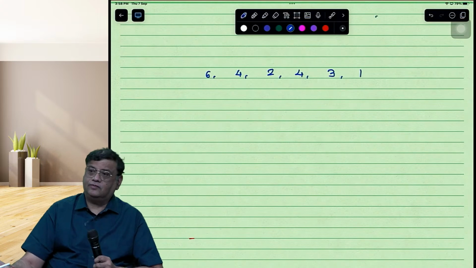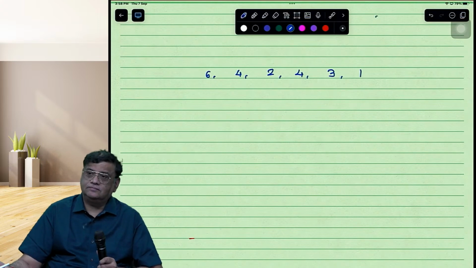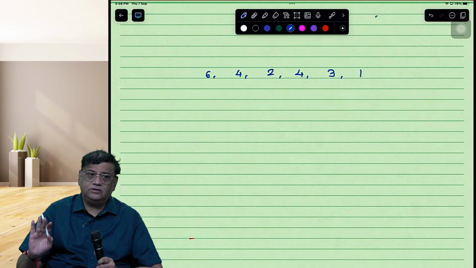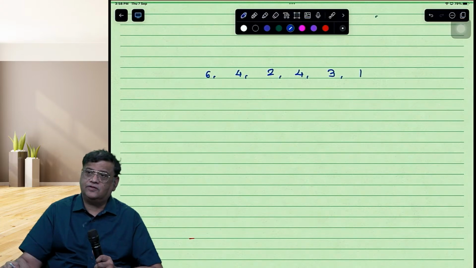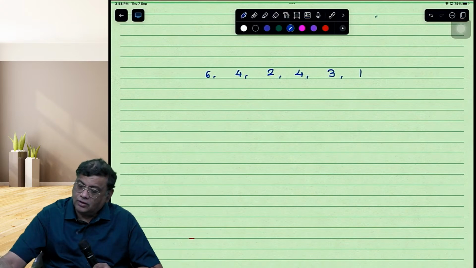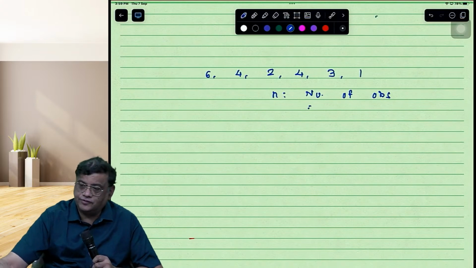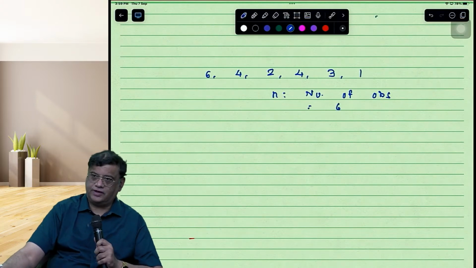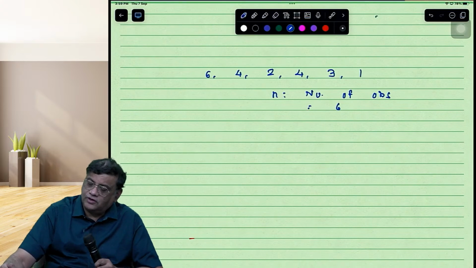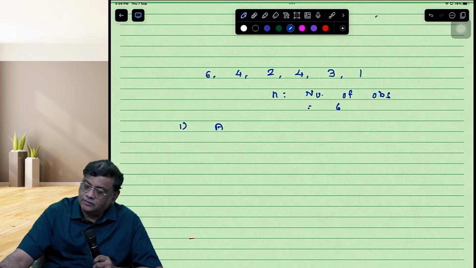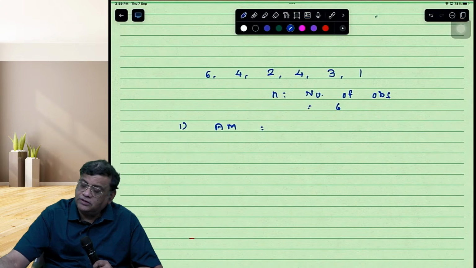Now my question to you is, tell me what is the type of this data? Because only observations are given, frequencies are not given, therefore these are raw data. Now my question is, tell me what is n, that is the number of observations. 6 observations are there.